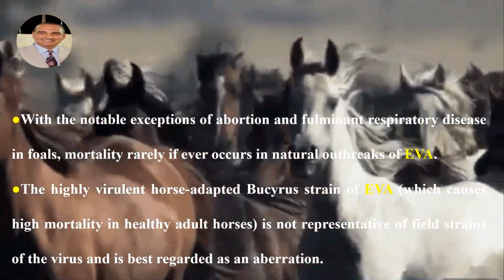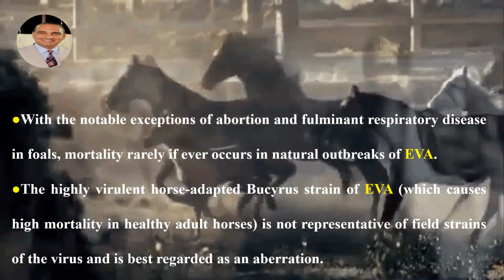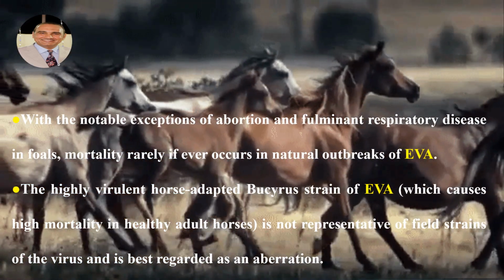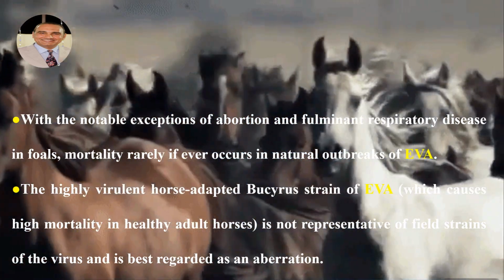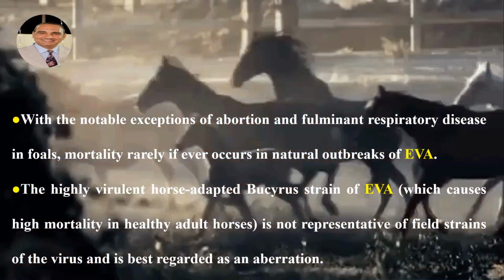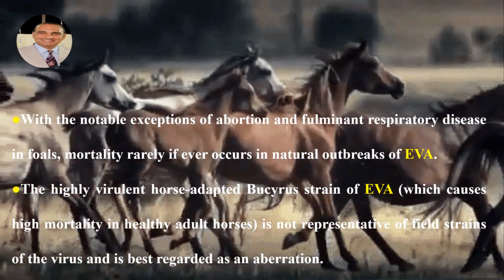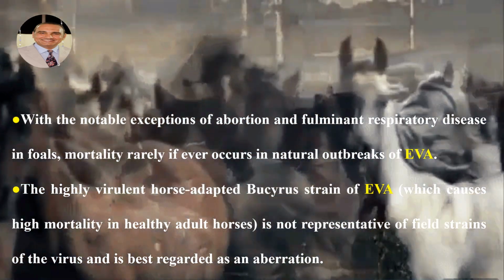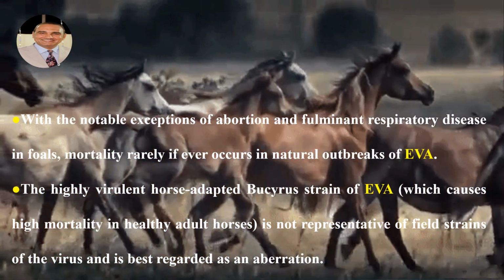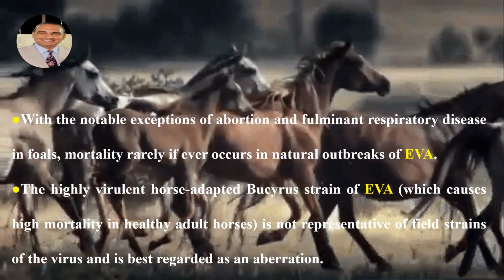With the notable exceptions of abortion and fulminant respiratory disease in foals, mortality rarely, if ever, occurs in natural outbreaks of equine viral arteritis. The highly virulent horse-adapted Bucyrus strain of equine viral arteritis, which causes high mortality in healthy adult horses, is not representative of field strains of the virus and is best regarded as an aberration.